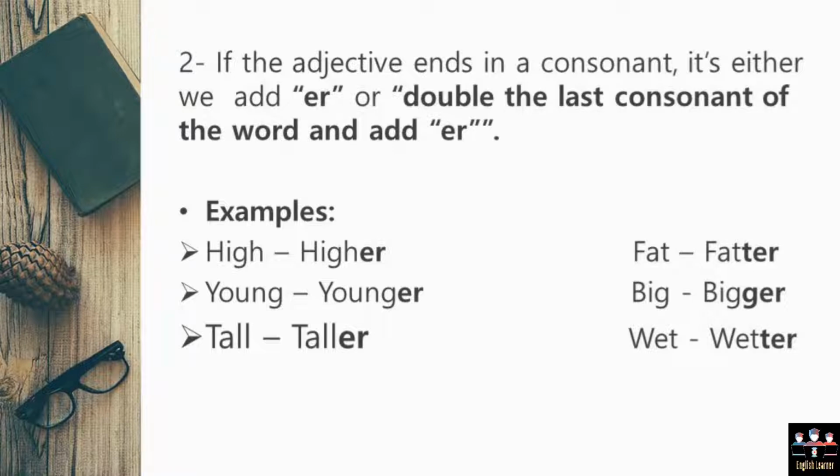The second rule is going to be implemented on a separate set of examples. The second rule is to double the last consonant of the word and add ER. Let us apply this rule on examples. Number 1, you will look that in fat, T is repeated in order to make it comparative degree. It will be fat, fatter, big, bigger, wet, wetter.